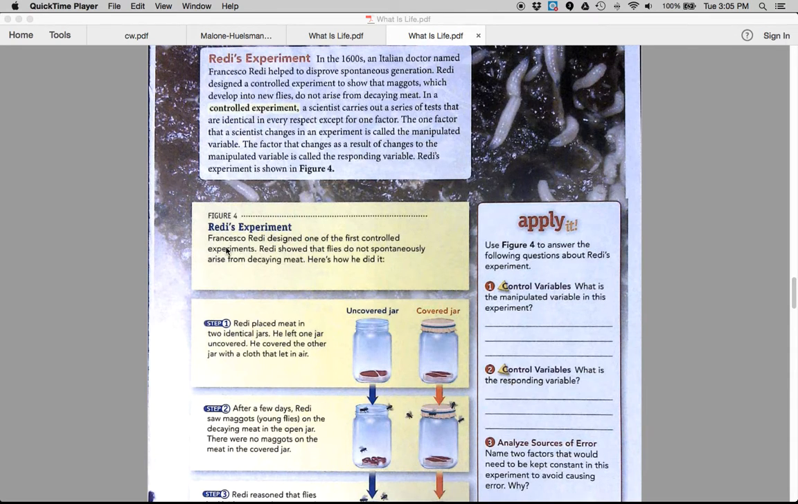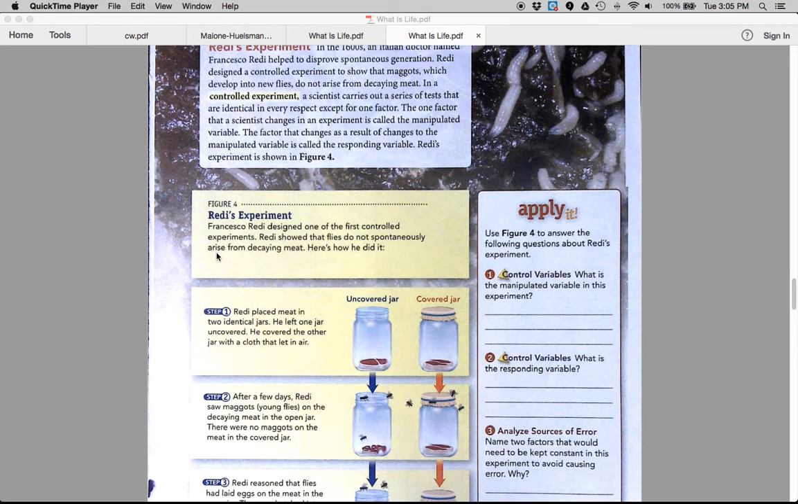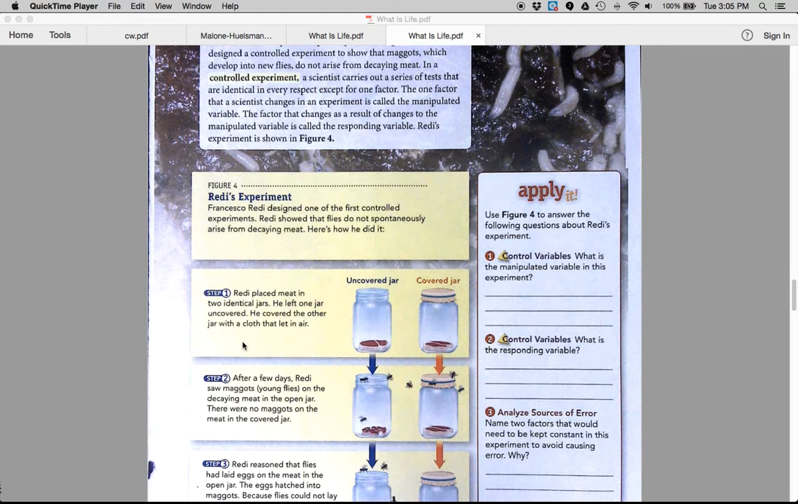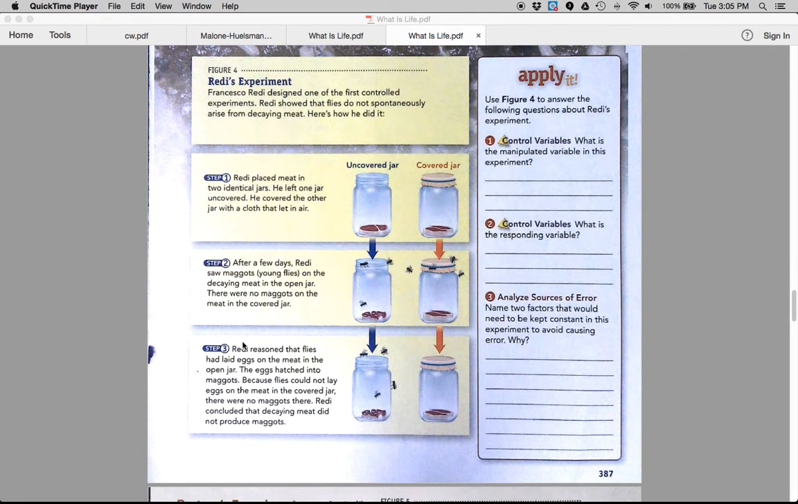So Francisco Reedy designed one of the first controlled experiments. Reedy showed that flies do not spontaneously arise from decaying meat. Here's how he did it. Step 1, Reedy placed meat in two identical jars. He left one jar uncovered. He covered the other jar with cloth that let in air. After a few days, Reedy saw maggots, young flies, on the decaying meat in the open jar. There were no maggots in the meat in the covered jar.